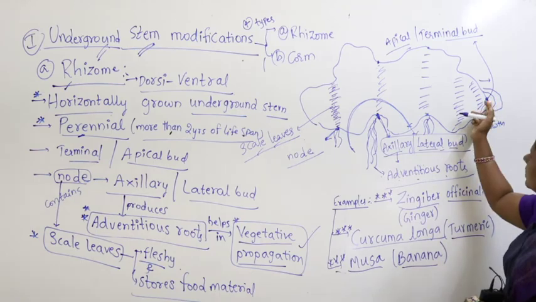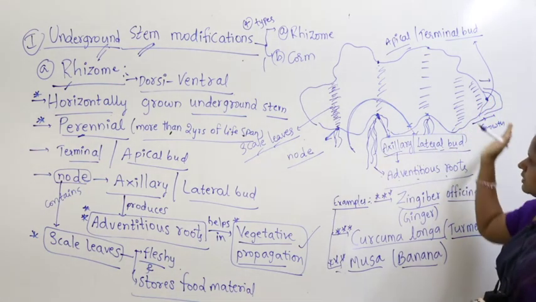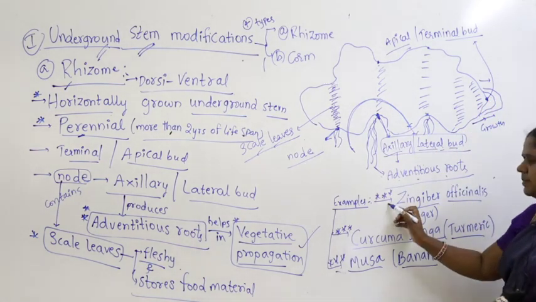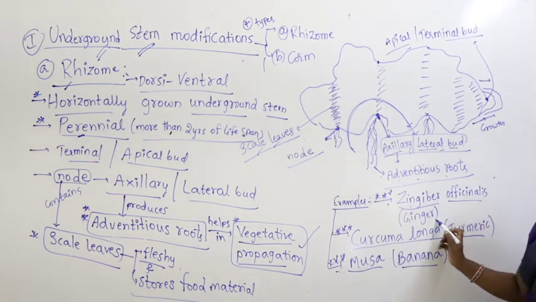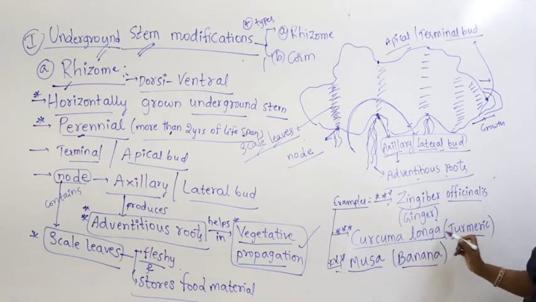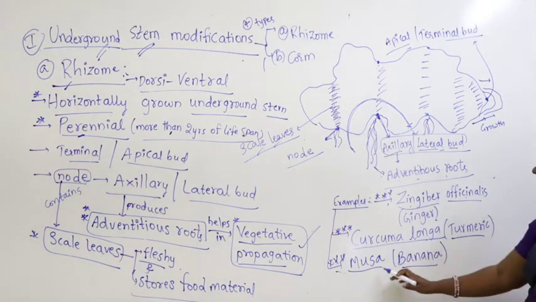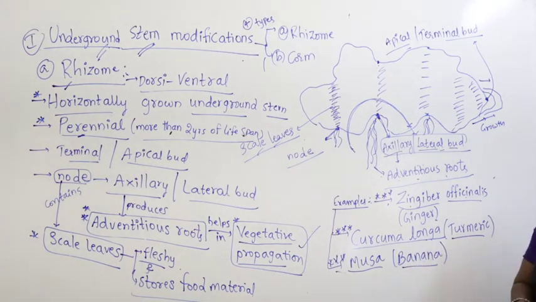Here the terminal bud is there, and this is the total structure of ginger. Take the examples, very important. Gingiber officinalis, commonly called ginger. Curcuma longa, commonly called turmeric. Musa paradisiaca, commonly called banana.